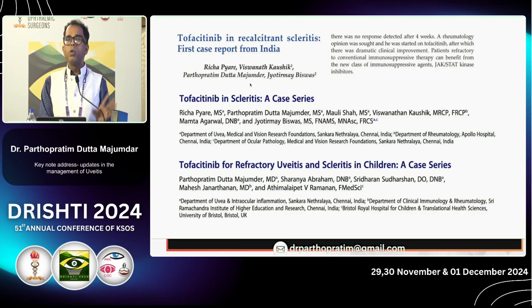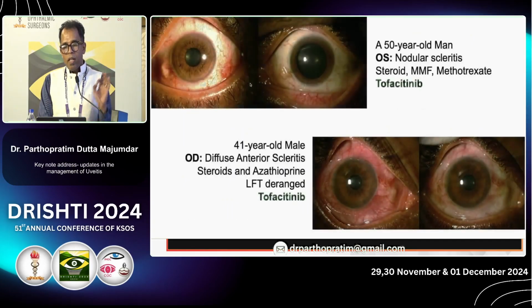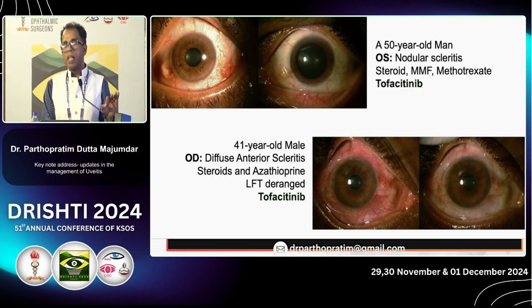So responses are good. And who are the ideal candidates? Patients who cannot afford biological treatment, the needy people for whom the biological costs are too high. It can be done because each tablet is 20 rupees only, so the per day cost is only 40 rupees. Now, these are some examples. I'm not going into that. These are all treatment-resistant cases of scleritis which ultimately responded to tofacitinib.